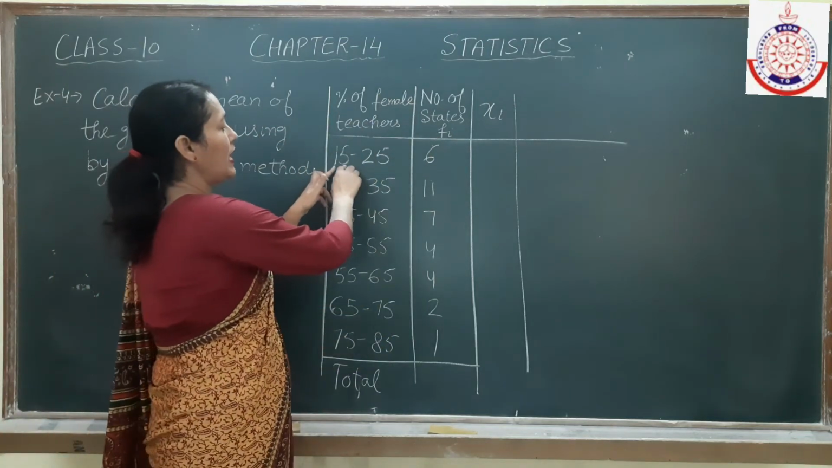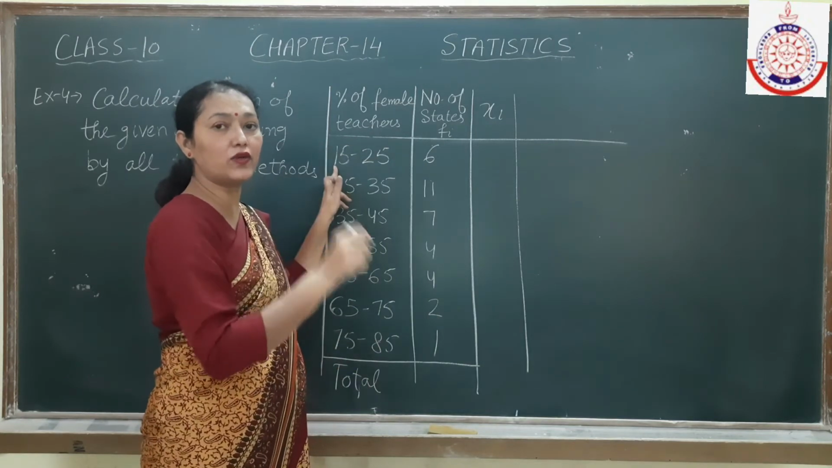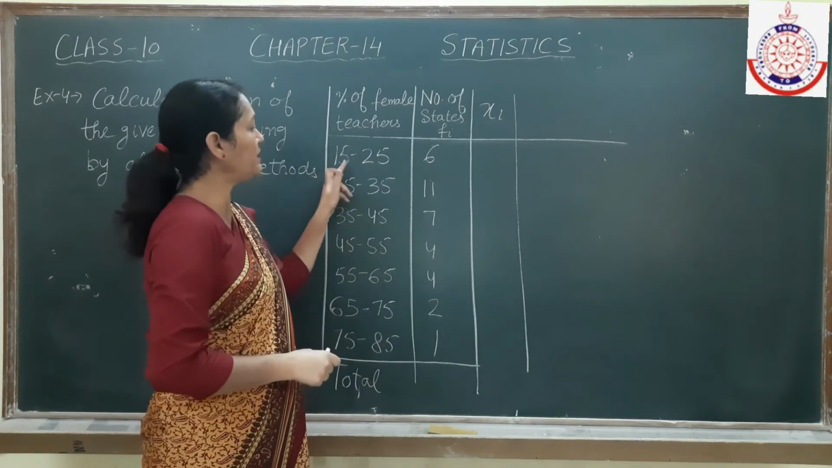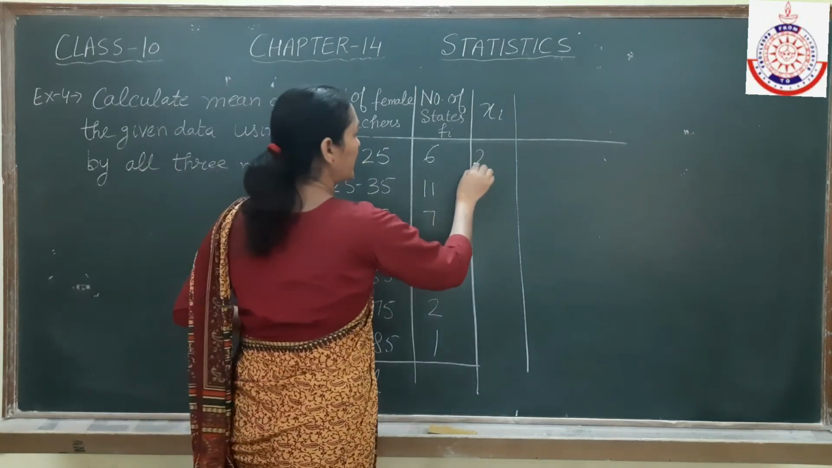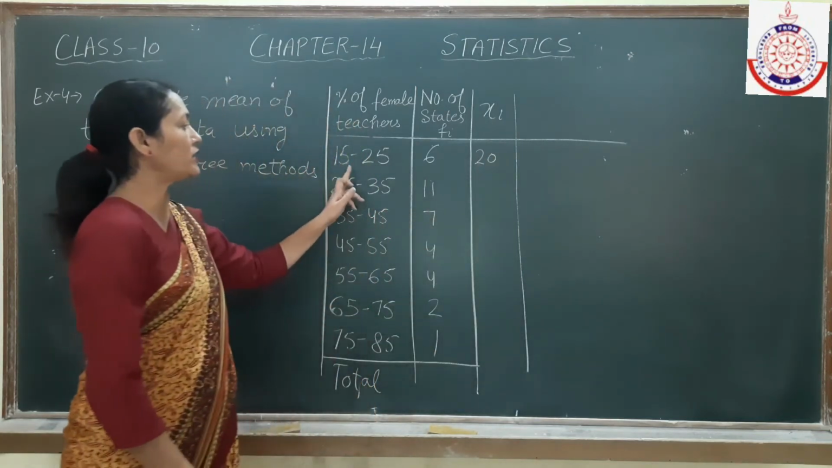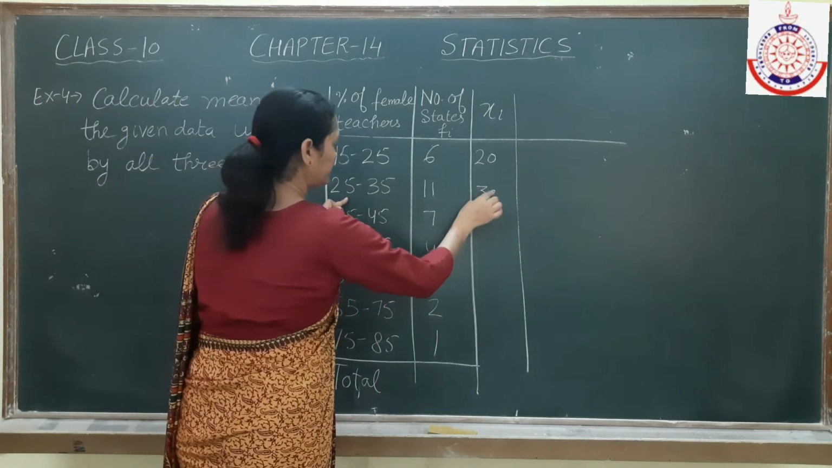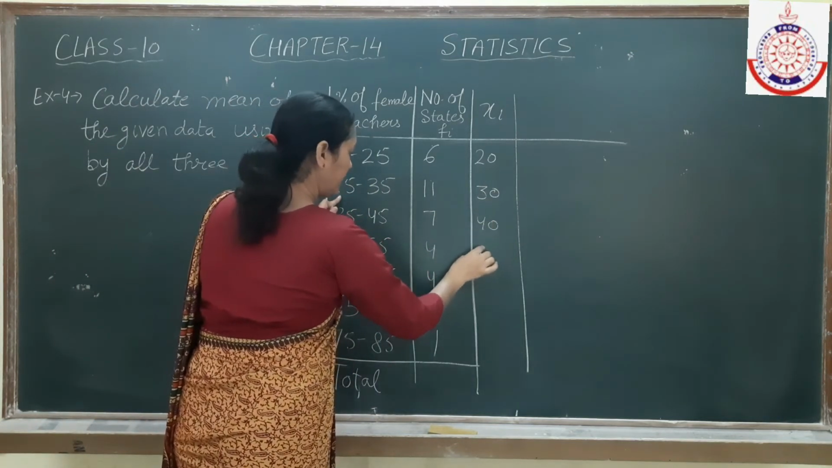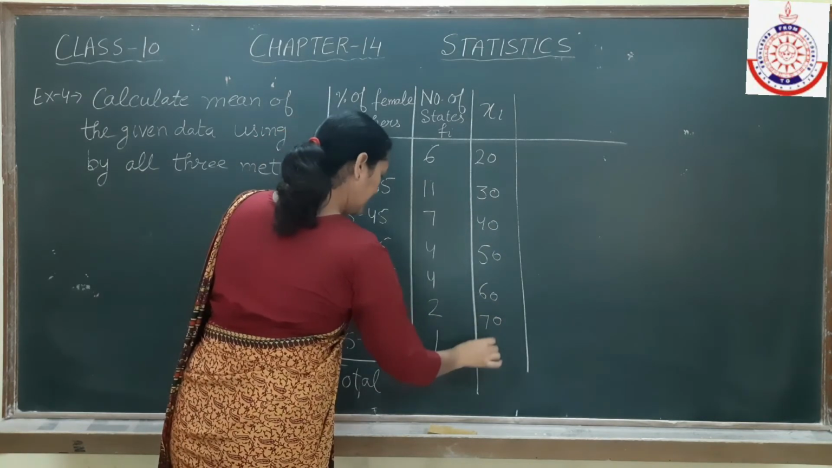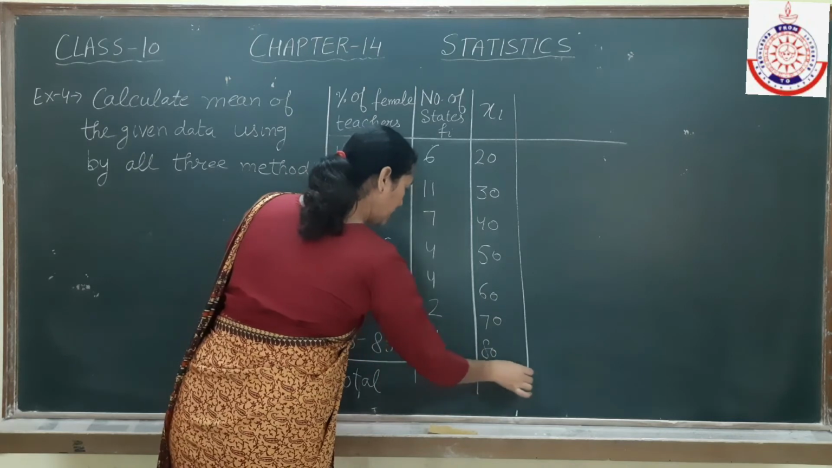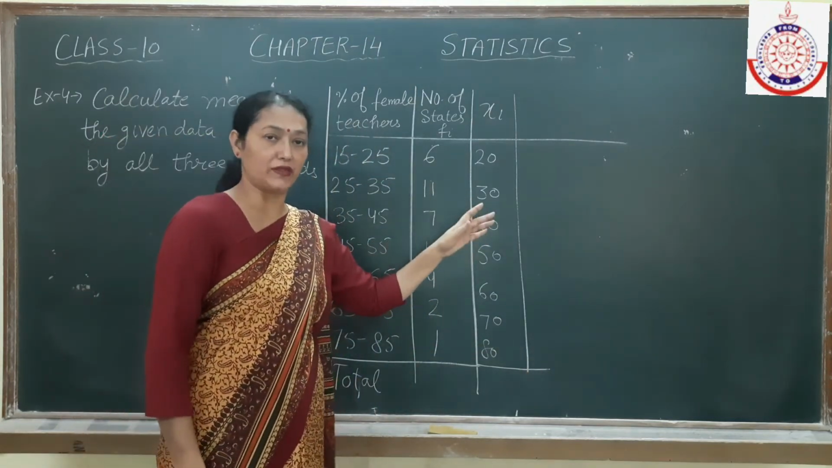Xi means adding the two limits and dividing by 2, means finding the center of the class interval. 15 plus 25 upon 2, 40 upon 2, that will be 20. So 20 is the center of 15 and 25. Same way 30, 40, 50, 60, 70 and 80. So this class mark we have to get in all the three methods.